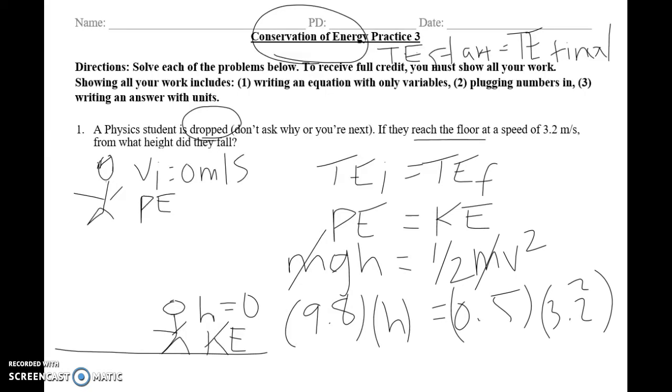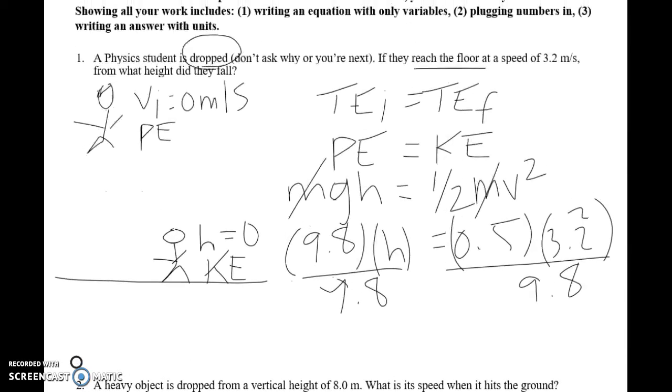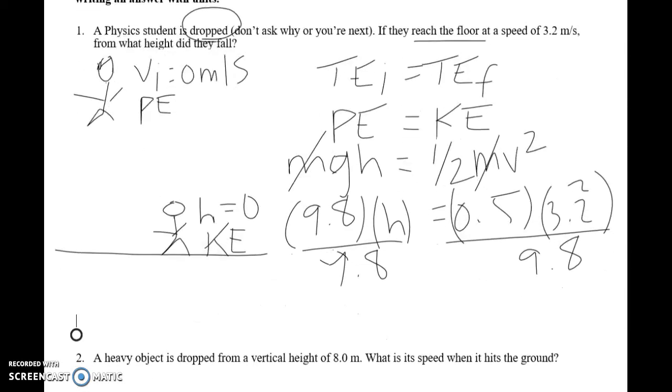Okay, so what I'm going to do is divide both sides by 9.8. Okay, and then I can plug that into the calculator. And h is equal to 0.52 meters.